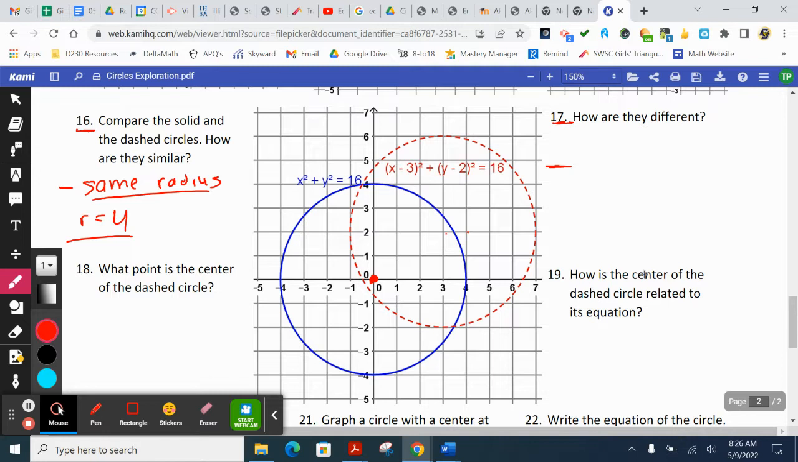All right. And what'd you put, Julia? Good. They don't have the same center. So I'll shorten that. We'll just say they have a different center. All right. 18 then. Write down the center of the dashed circle. So go find that, put your dot there, write down the center of that.